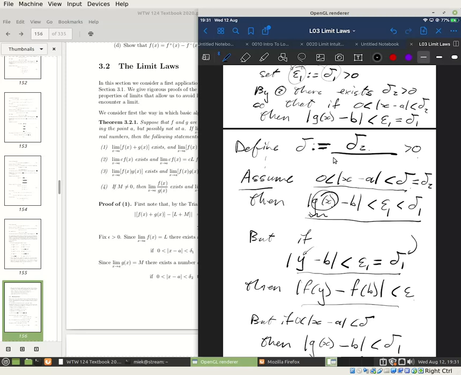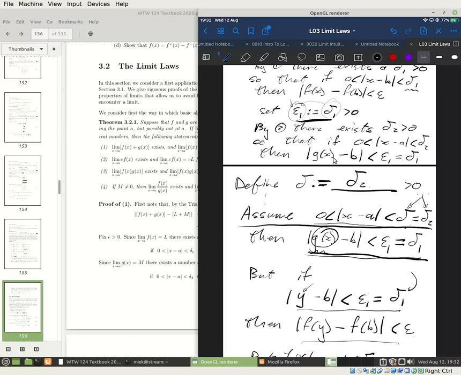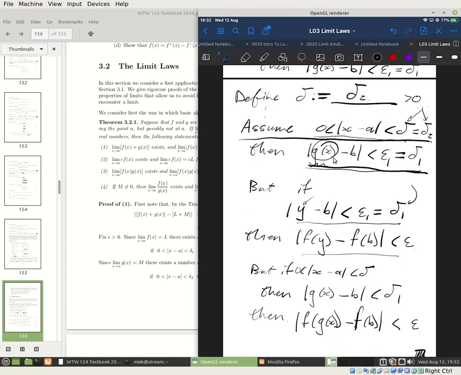And now we should show that if this holds, then f of g of x is within an epsilon distance of f of b. So we assume that this holds, but by how we've defined our delta as delta 2, we obtain exactly this, that |g of x minus b| is less than epsilon 1, which is not in fact less than delta 1, it is in fact equal to delta 1. That is how we have defined epsilon 1.